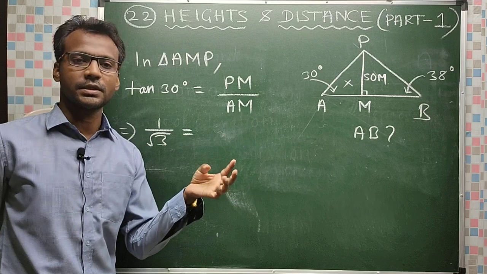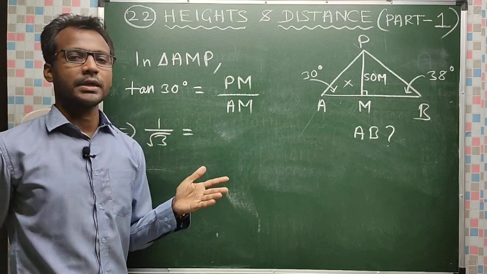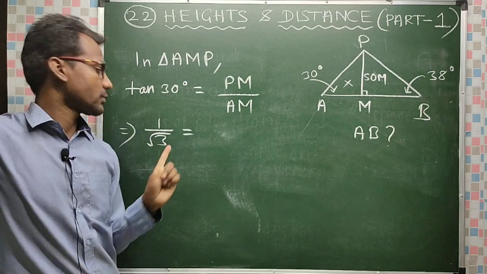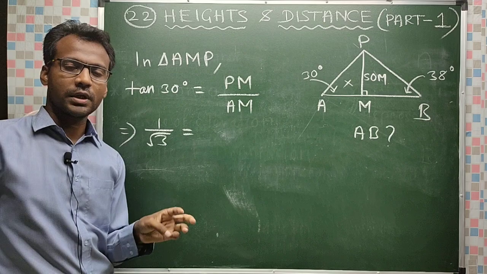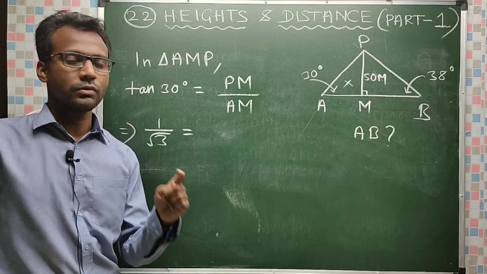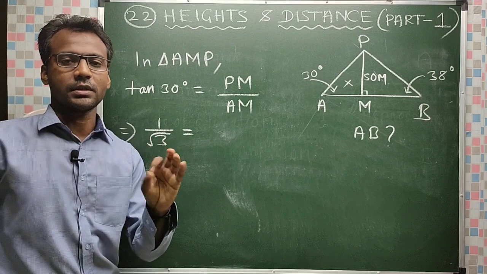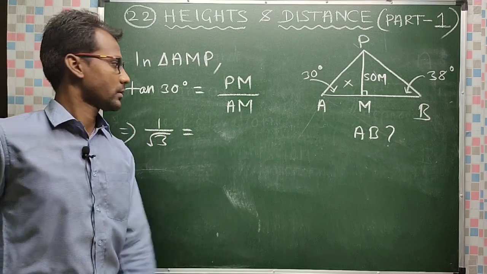0, 30, 45, 60, 90. These are standard angles, and you have to remember the values. Tan 0 degree is 0. Tan 30 degree is 1 by root 3. Tan 45 degree is 1. Tan 60 degree is root 3. Tan 90 degree is not defined. 0, 90 will not come. 30, 45, 60, these three values you have to remember: 1 by root 3, 1 and root 3.